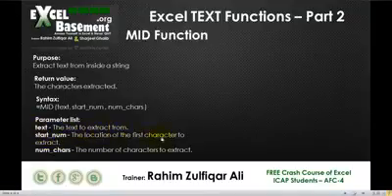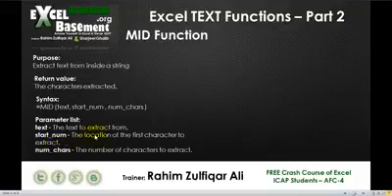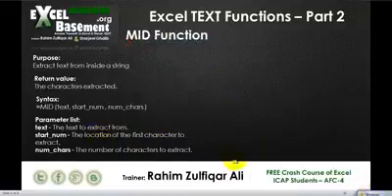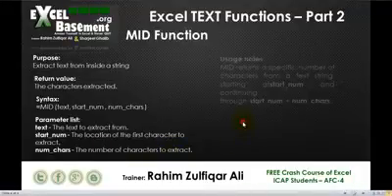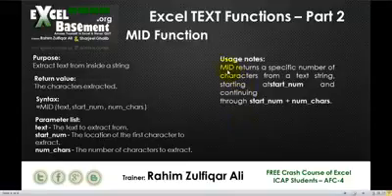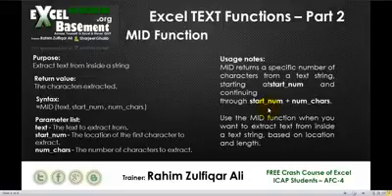Start number, the location of the first character to extract. We have to identify the location from which we want to start extracting the text. Then number of characters, again the number of characters to extract from the middle portion of a certain cell. Let's come to the usage notes. MID returns a specific number of characters from a text string, starting at the start number and continuing through the number of characters. Use the MID function when you want to extract text from inside a text string based on the location and length. So you can consider that start number is the location and number of characters is the length of that certain text we want to extract from the middle of a certain cell.